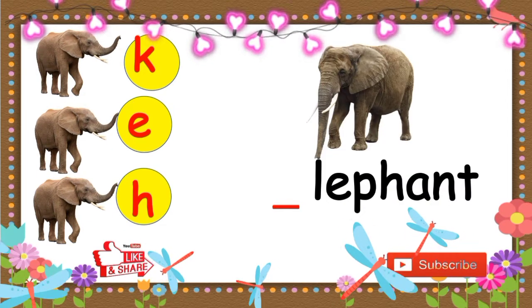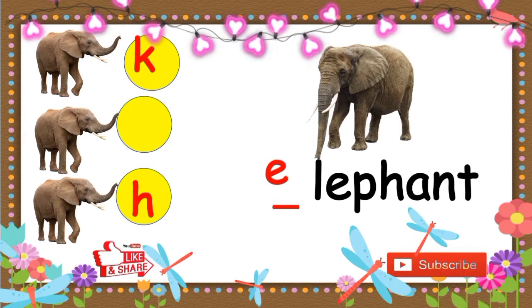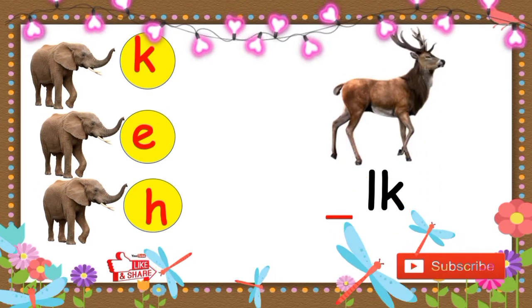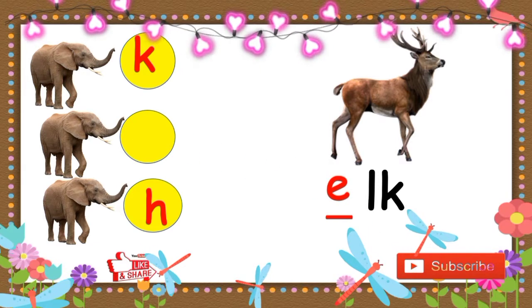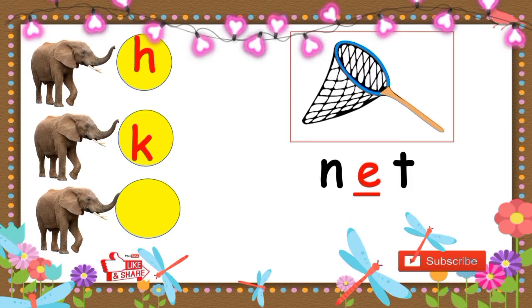Elephant. Which one is the missing sound? Hooray! That's correct. Next word. Elk. What's the missing sound of the word elk? Wow! Amazing! Next one, which one is the middle sound of the word net? And you are right! Let's go to the next word.